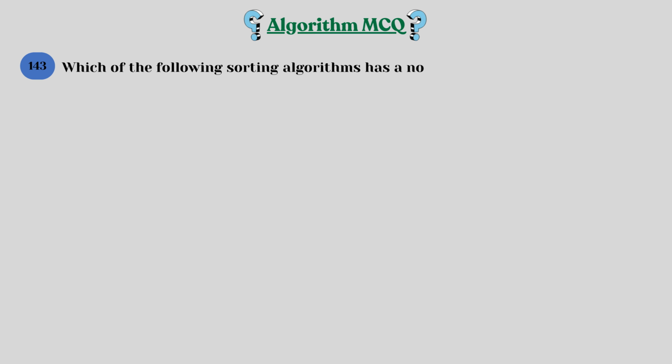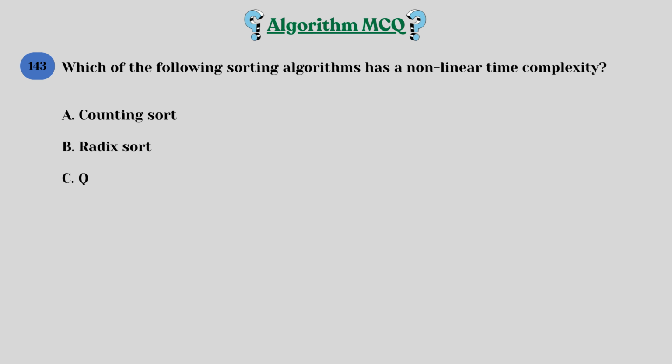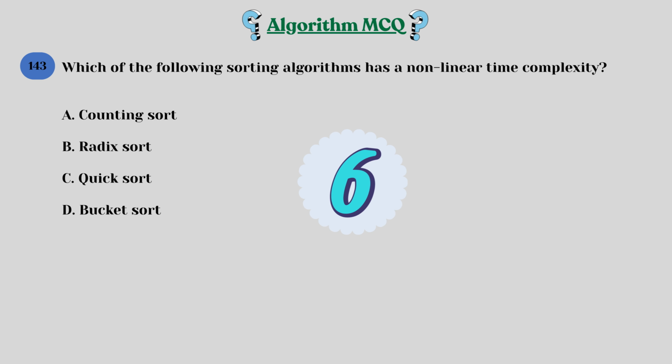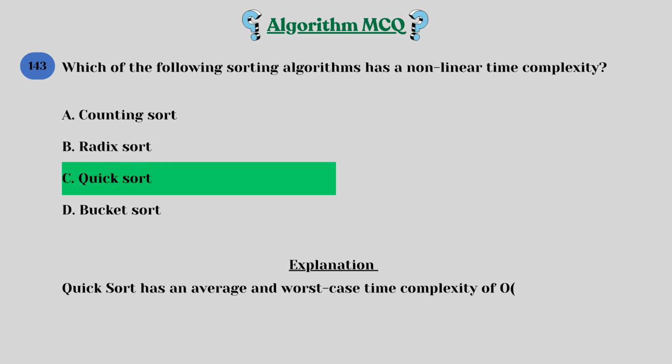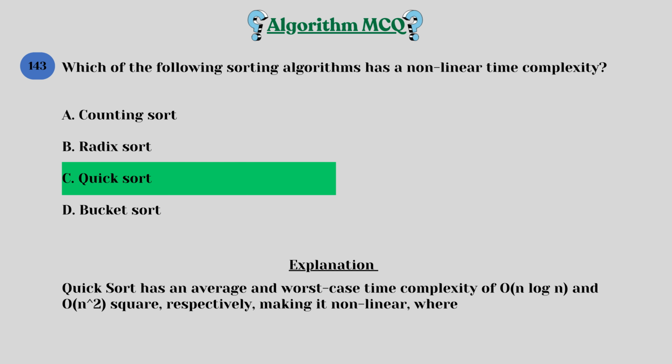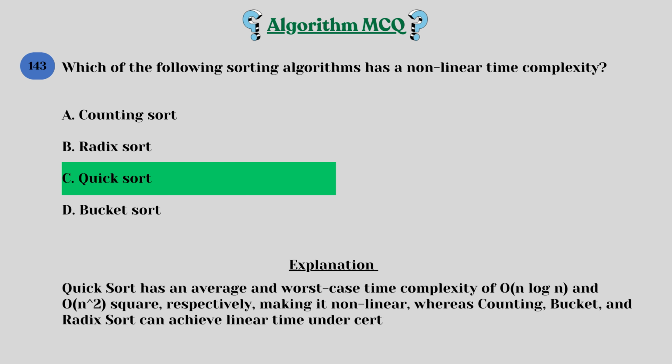Which of the following sorting algorithms has a nonlinear time complexity? Correct answer: quicksort. Explanation: quicksort has an average and worst case time complexity of O(n log n) and O(n²), respectively, making it nonlinear, whereas counting, bucket, and radix sort can achieve linear time under certain conditions.